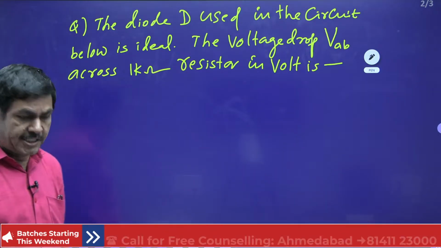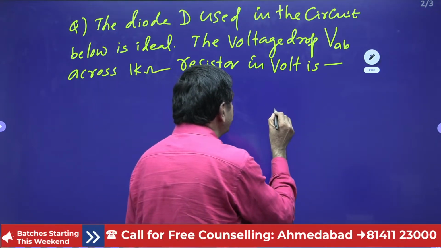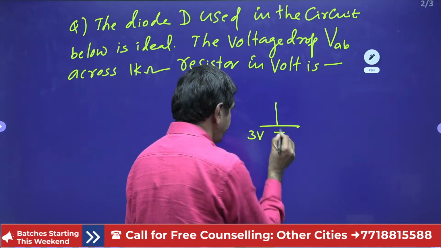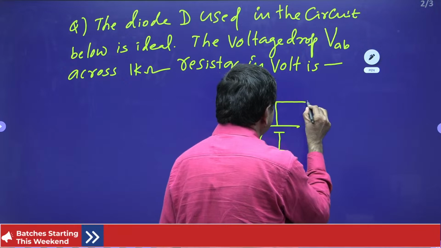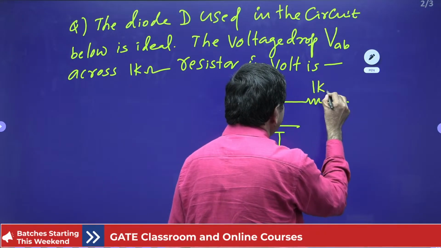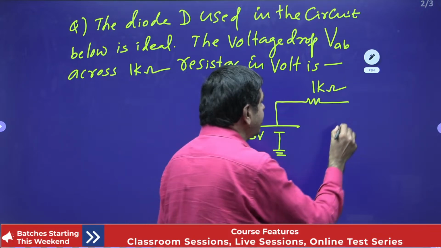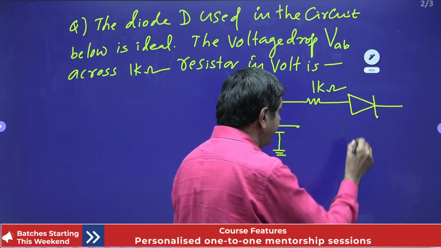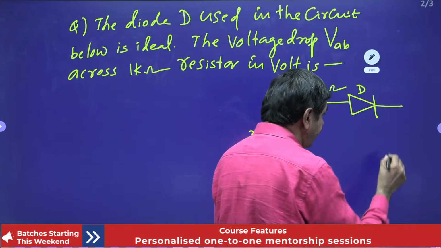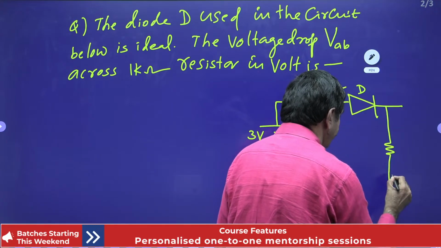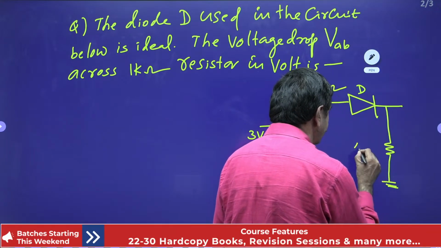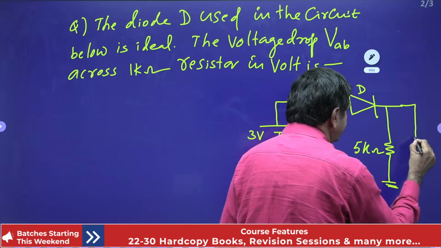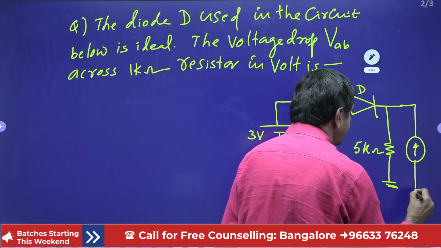I will give the network. You please try this question. Here it is connected with 3 volts. This voltage is given as 3 volts. And here it is connected with a 1 kilo ohm resistor. There is a 1 kilo ohm resistor and there is a diode D. And here it is connected with a 5 kilo ohm resistor. On this side a 5 kilo ohm resistance is given, and on this side a 1 milliampere current source is connected. This current is given as 1 milliampere.